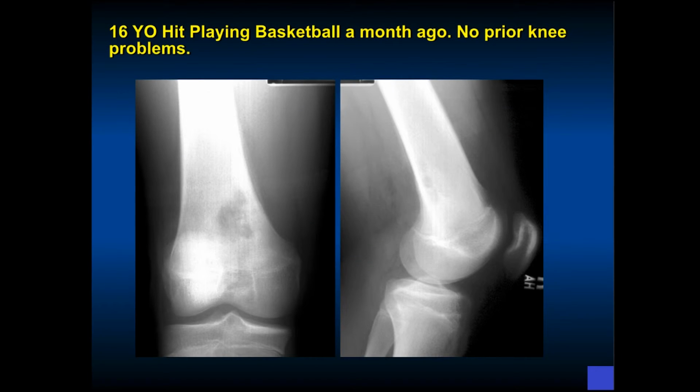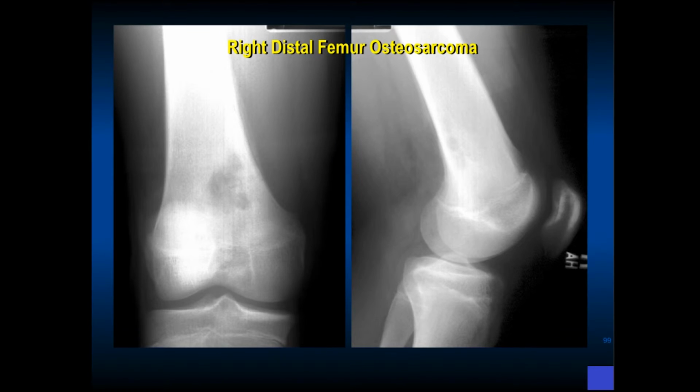This is a 16-year-old male who came in after being kneed by another player when he was playing basketball a month ago. No prior knee problems. If you look at this x-ray, this is very concerning. This permeative distal metaphyseal lesion with a Codman's triangle periosteal reaction. You can see it best on the AP view. Looks like here, this is here posteriorly, and then you can see this periosteal reaction here. His diagnosis was a right distal femoral osteosarcoma that was treated with an amputation.